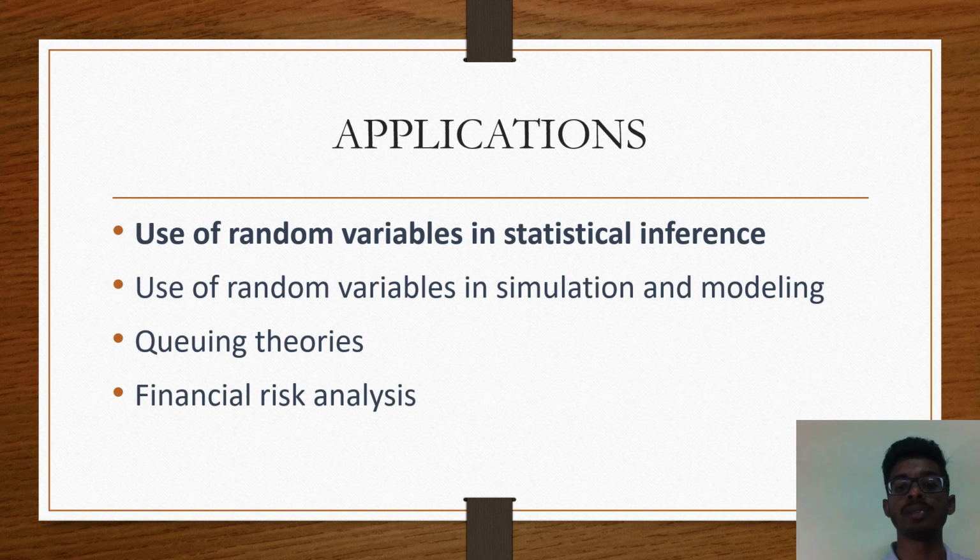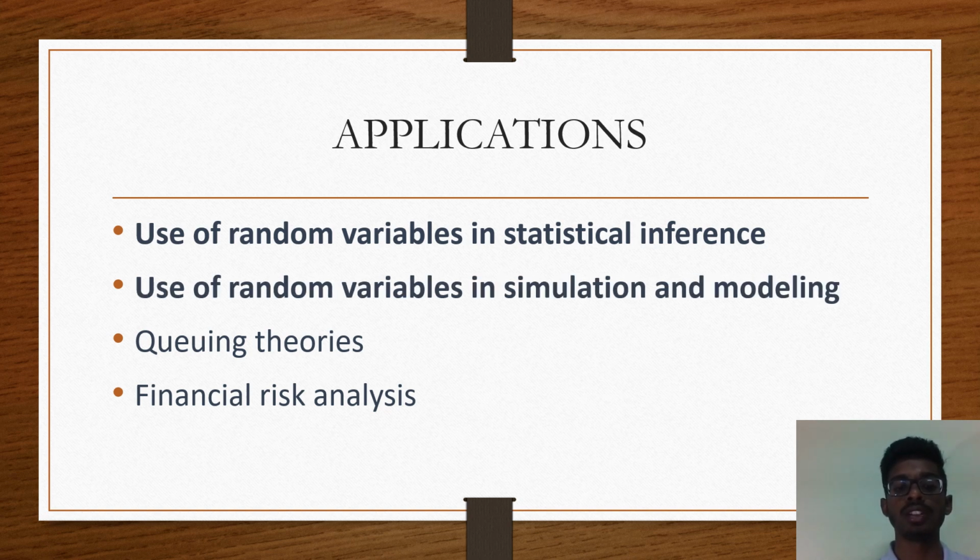The use of random variables in simulation and modeling is very critical. Random variables are very important in simulation and modeling, which involves using computer programs to simulate the behavior of complex systems. Monte Carlo methods, which involve generating random samples from a distribution, are a common technique for simulation and modeling. We have some real-world applications for random variables, such as queuing theory.